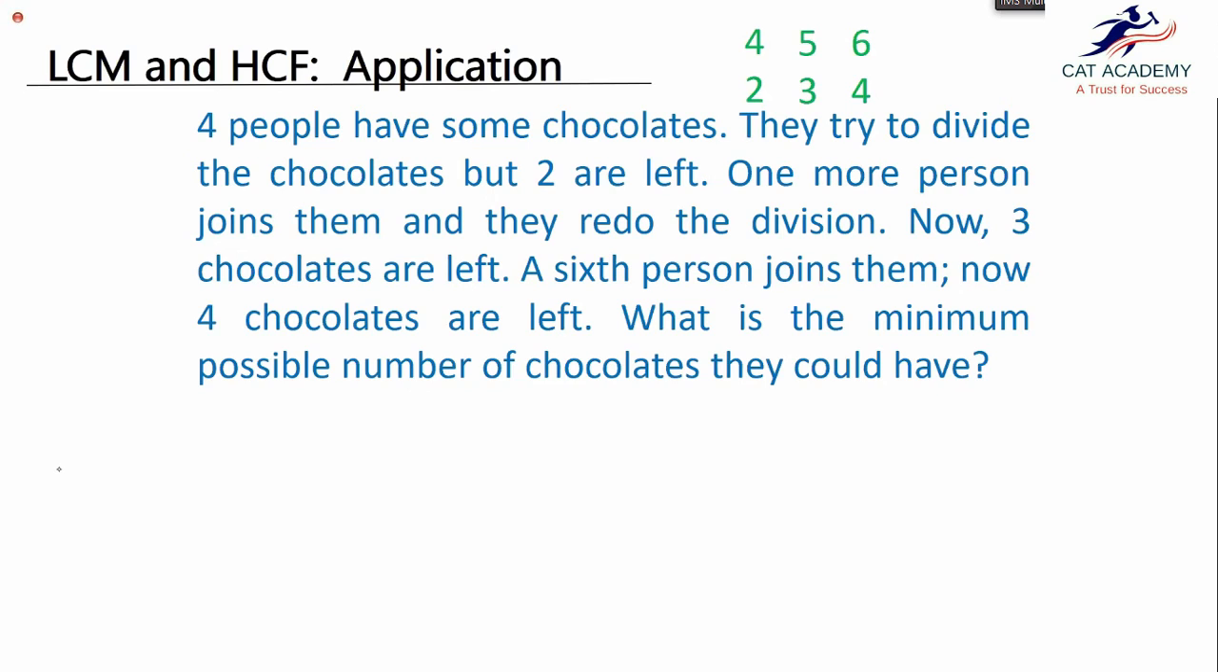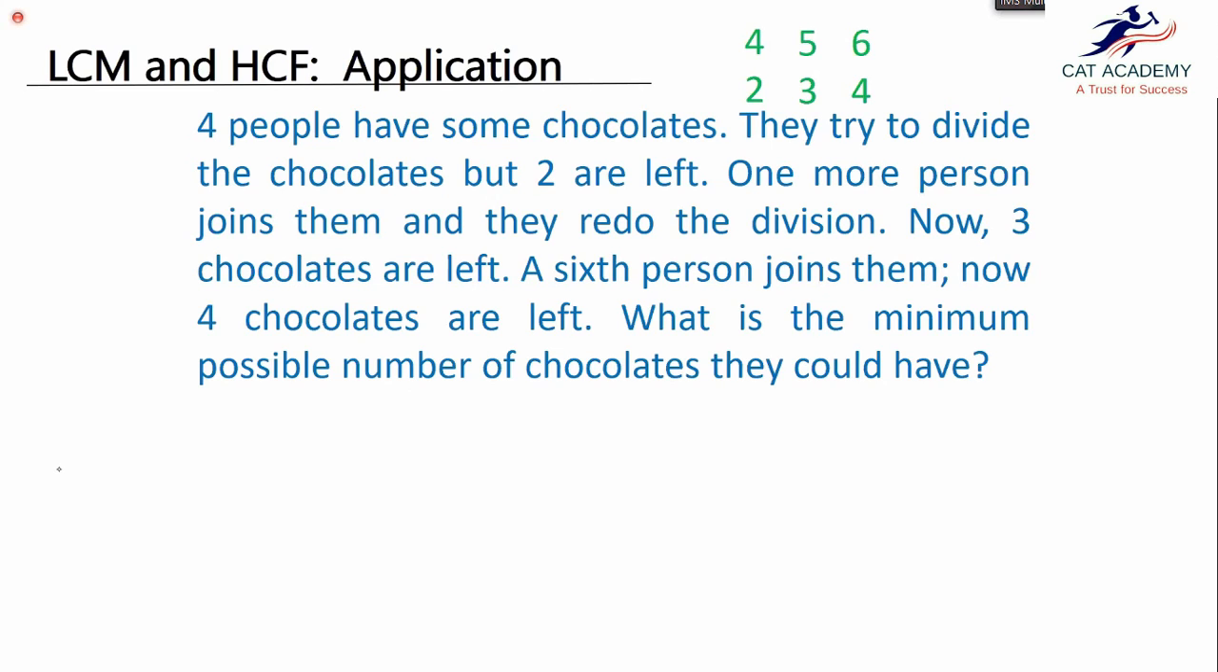Case number 2, 5 people, 3 left over. 3 left over, I gave them additional 2. 3 plus 2 became 5. Each of them got 1, 1, 1, 1. They went home happy. 6 people, 4 left over. I gave them 2 extra. So 4 plus 2 became 6. So 1, 1, 1, 1. Each of them went home happy. Right? So that means when I give them 2 extra chocolates, then they are able to distribute the chocolates evenly.